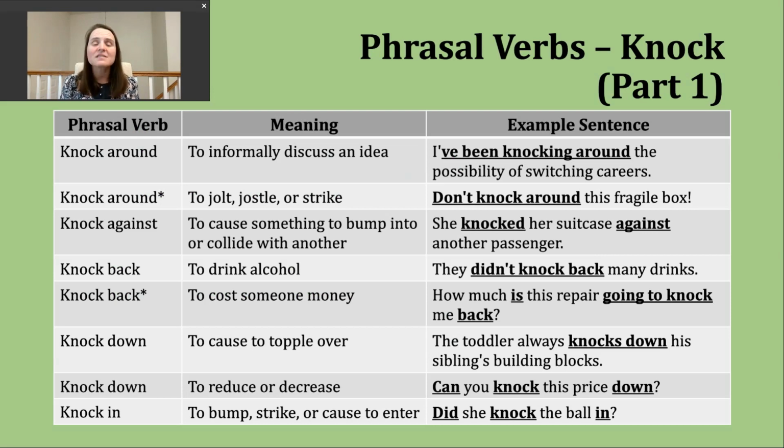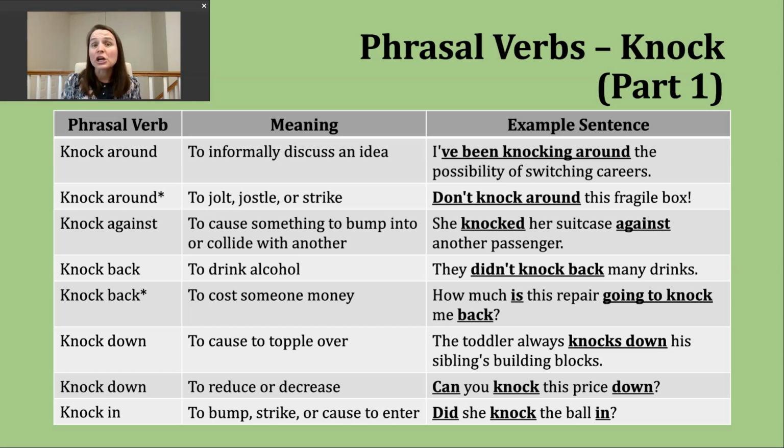This can have a couple meanings. One might be to informally discuss an idea. An example of this might be, I've been knocking around the possibility of switching careers. Okay. Here's an example of the present perfect progressive or present perfect continuous. Someone is mentioning that they have been informally discussing this idea of having a new profession. Okay? This is just a practice sentence. This is not true for me.